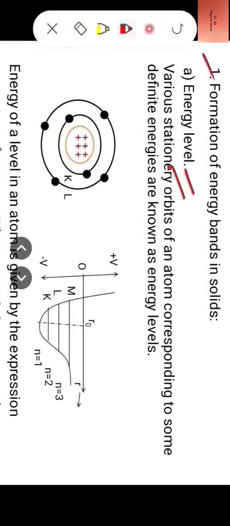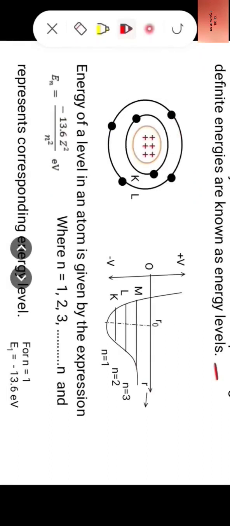Various stationary orbits of an atom corresponding to some definite energies are known as energy levels. I repeat, various stationary orbits of an atom corresponding to some definite energies are known as energy levels.